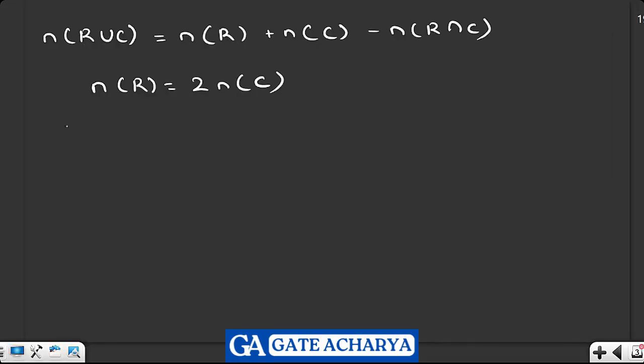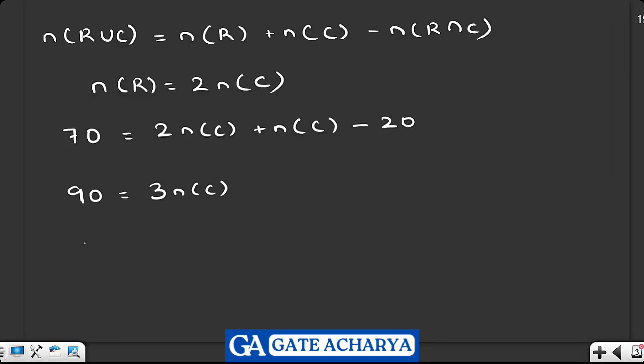So R union C we already found out as 70. I'm replacing the number of romantic by twice the number of comedy, plus the number of comedy, minus the intersection, which is 20. It's given in the data, not found. So 90 equals 2 times n, where n stands for the number of comedy, plus n, which is 3 times the number of comedy. So the number of comedy works out to be 30. If the number of comedy is 30, then the number of romantic is twice that, which is 60. So we found every element here.